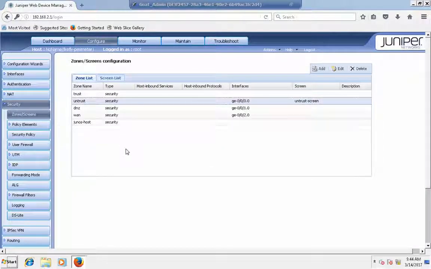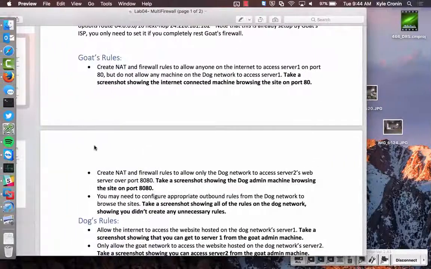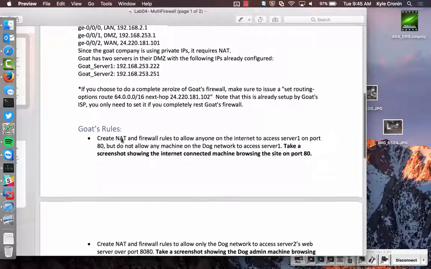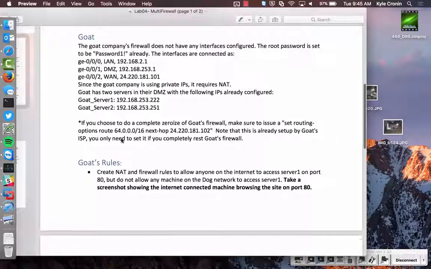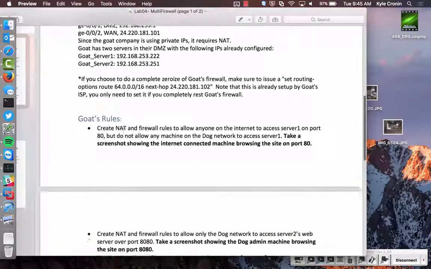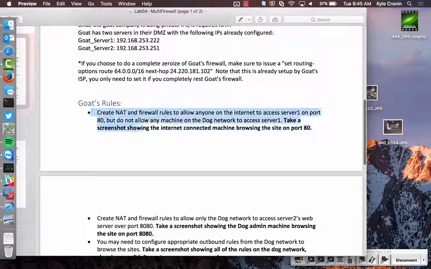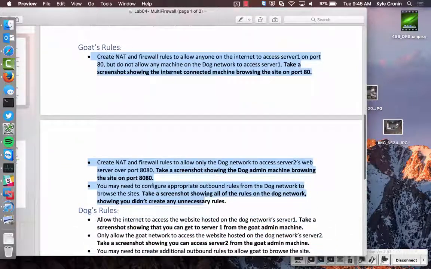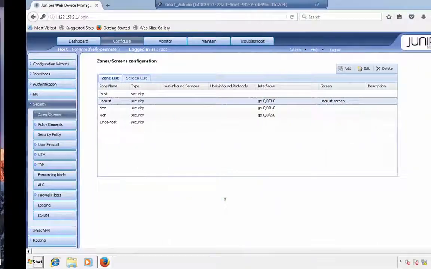All right, we got our zones. What's our next step? Because so far, what we've done is not really even described in here, right? So now we need to go through and do these bits.